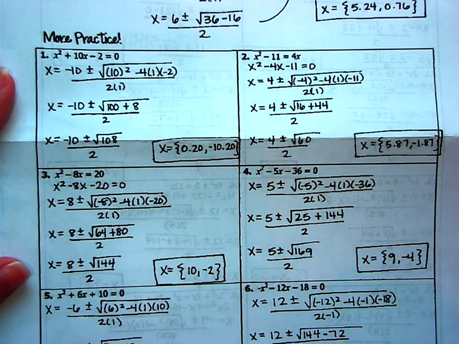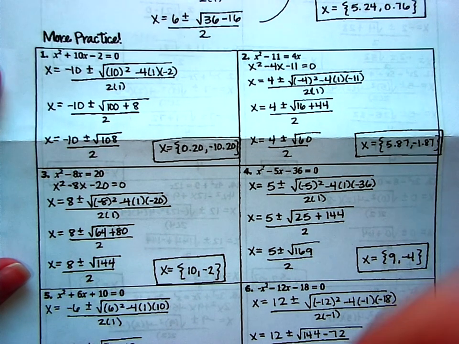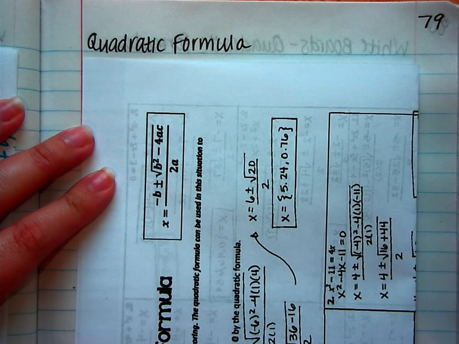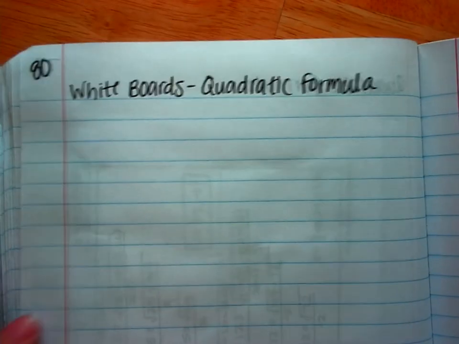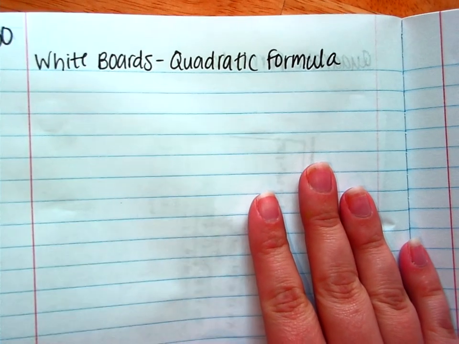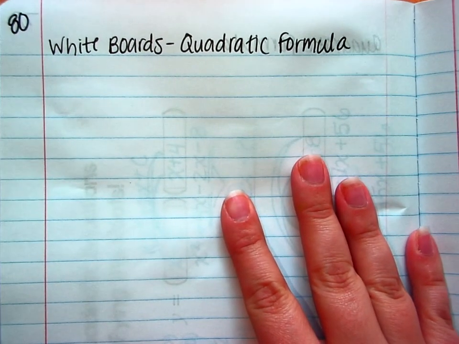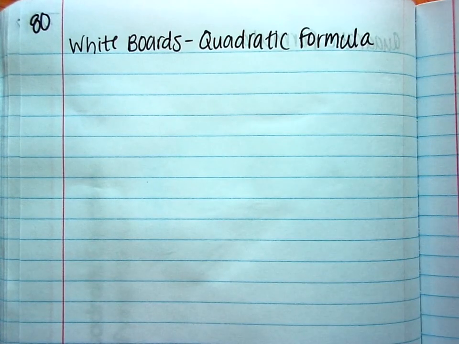I'm going to go over the first couple of problems from the assignment today, the whiteboard problems, and I will do the third one with you because there's a little something we have to do before you get started on that third one. So page 80, title it Whiteboard's quadratic formula. Just make sure you have that title, just following our normal procedures.